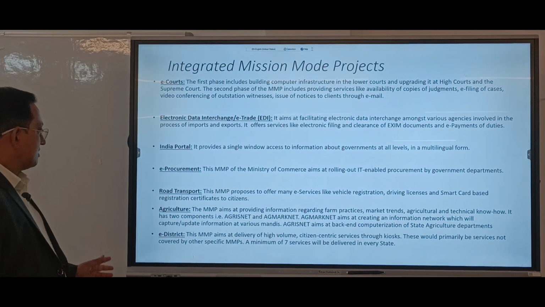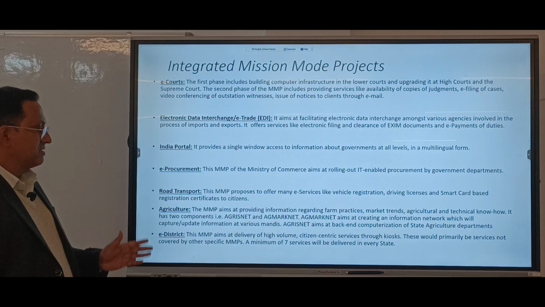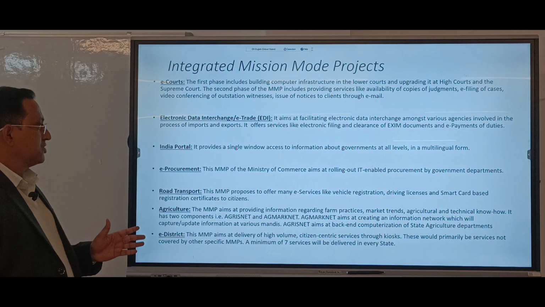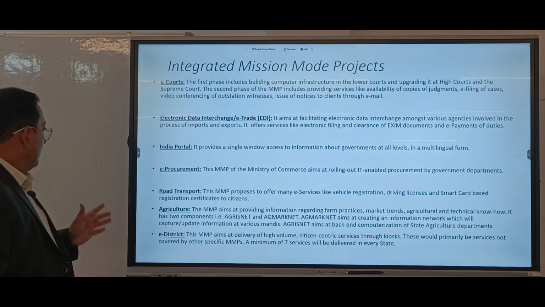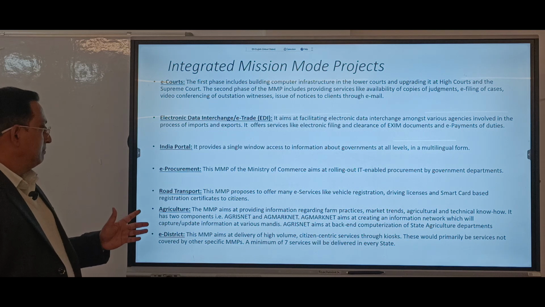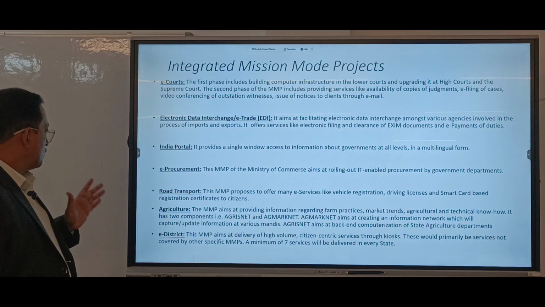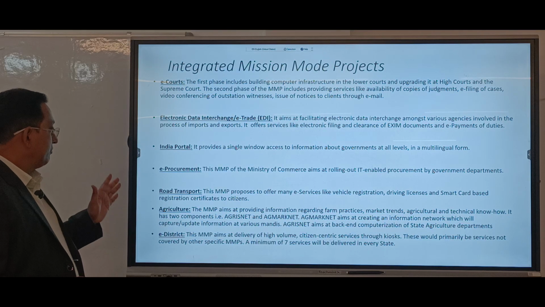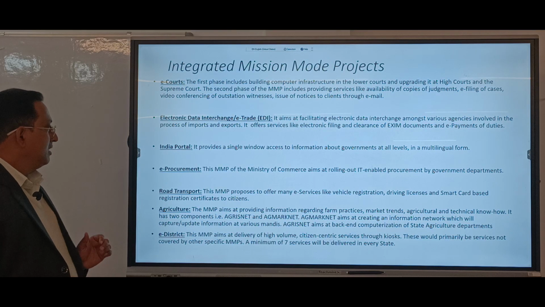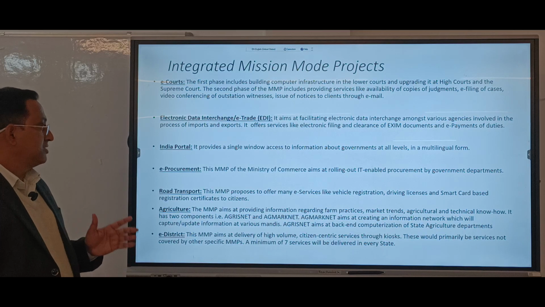Agriculture. The MMP aims at providing information regarding farm practices, market trends, agricultural and technical know-how. It has two components, that is AgriNet and EggMarkNet. EggMarkNet aims at creating an information network which will capture and update information at various mandis. AgriNet aims at back-end computerization of state agriculture departments.